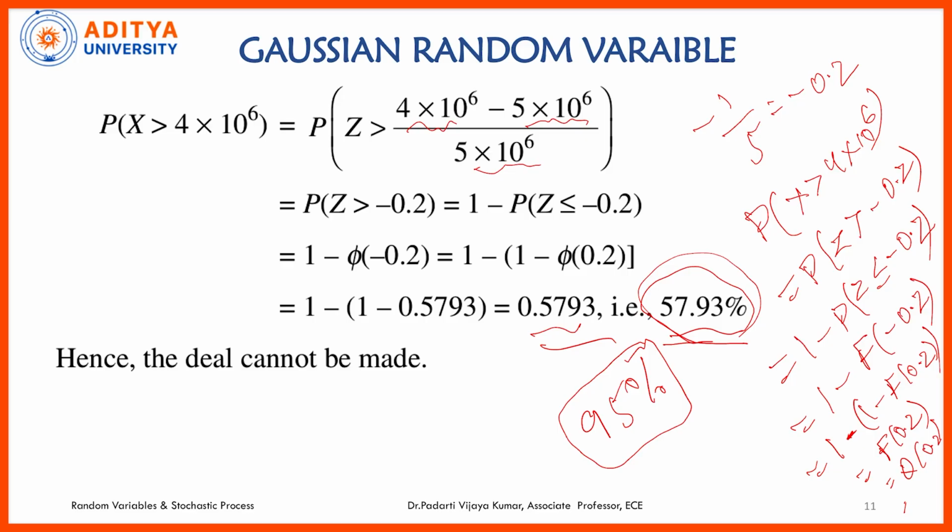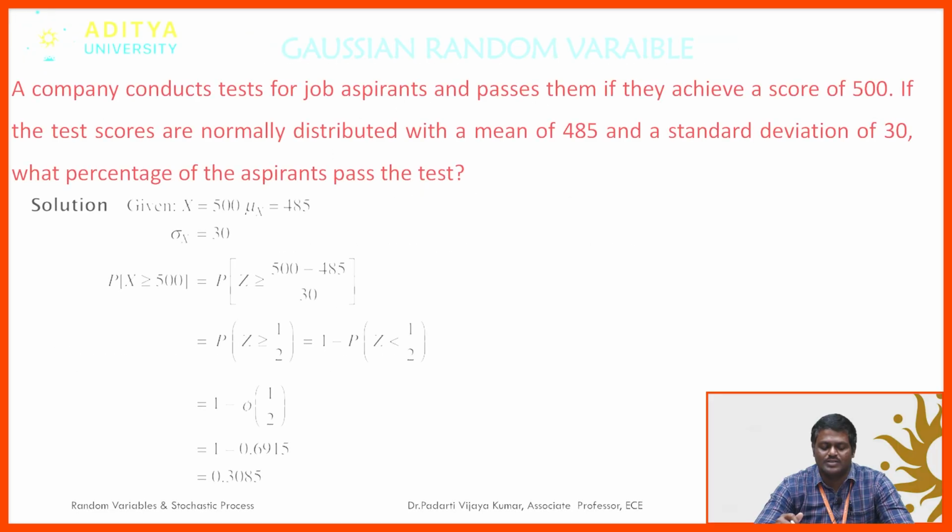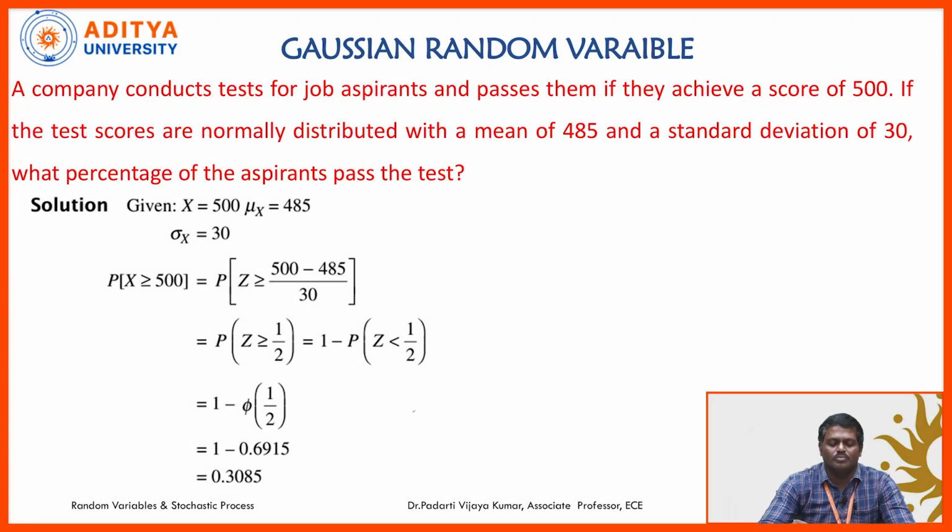So definitely the deal will not be closed. So this is one problem based on a real-time example. Now, another problem related to the Gaussian random variable.